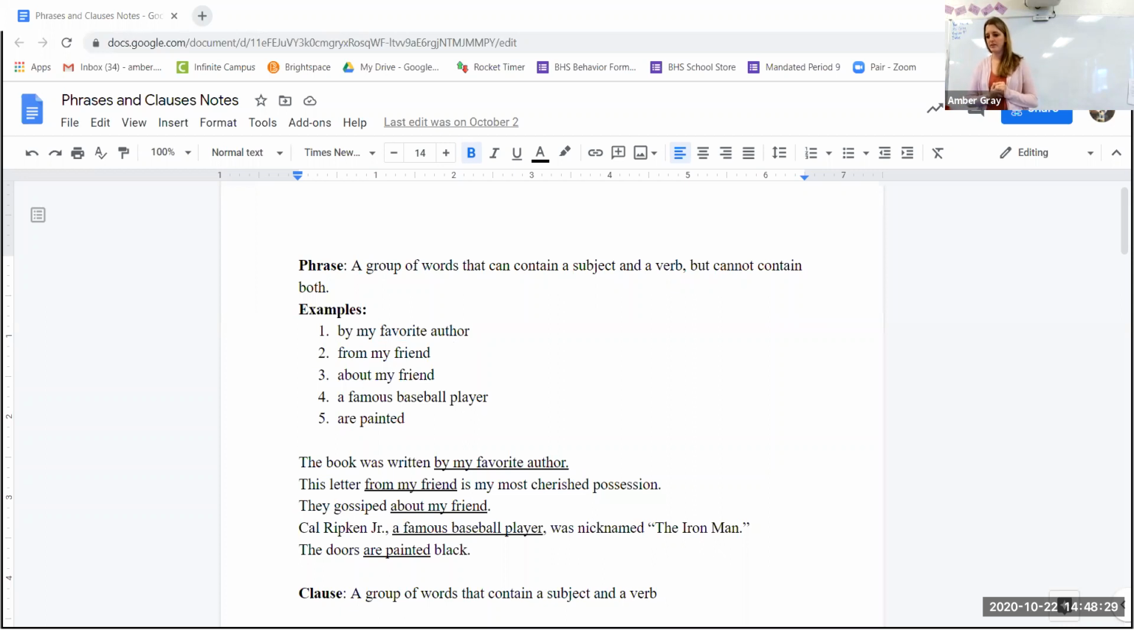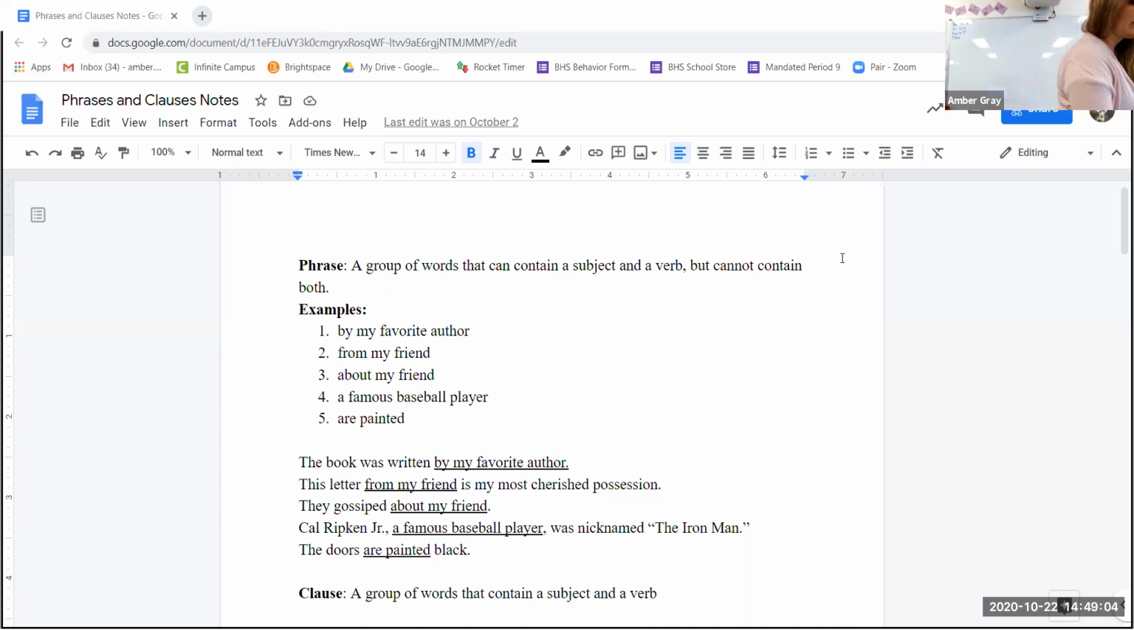Now I've taken these phrases and I've put them in sentences. So, the book was written by my favorite author. This letter from my friend is my most cherished possession. They gossiped about my friend. Cal Ripken Jr., a famous baseball player, was nicknamed the Iron Man. And the doors are painted black. So those are all phrases, the underlined portions of those sentences, because they're groups of words that kind of stick together. That's the big thing. Like phrases, you can tell that those words act as a unit, they act as a group. But again, they do not have both a subject and a verb, or a noun and a verb.